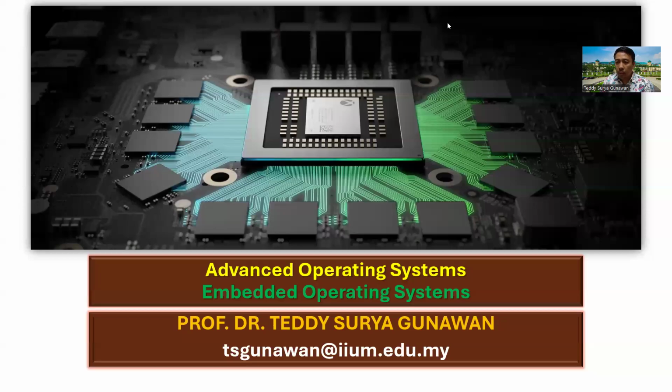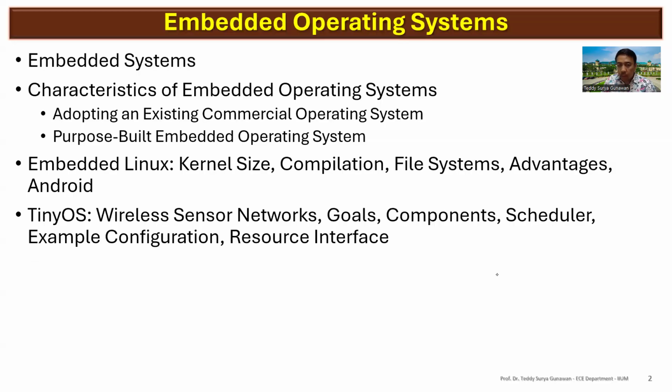Bismillahirrahmanirrahim. Let's start the next topic on advanced operating system, which is the embedded operating system. In this chapter, we are going to learn what an embedded system is and what the characteristics of an embedded OS are, how to adopt an existing commercial operating system, or we can also develop our own purpose-built embedded operating system.